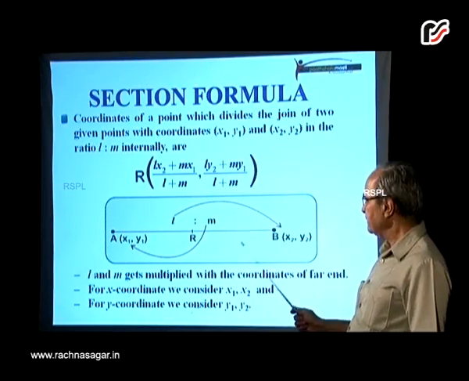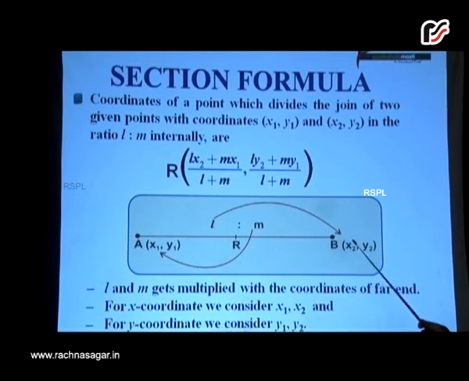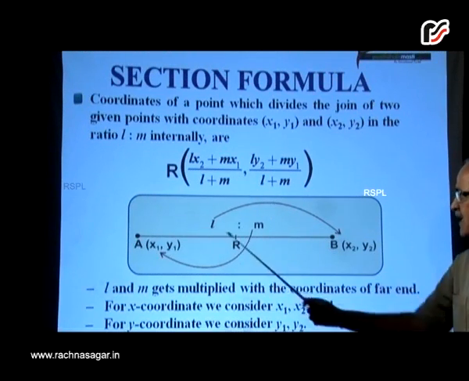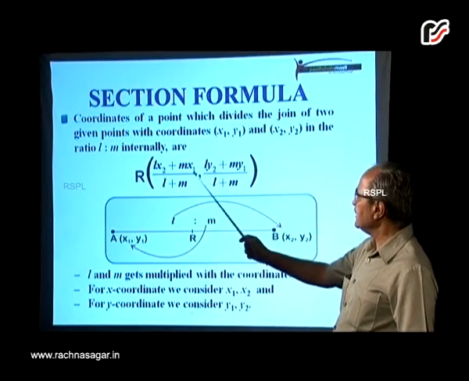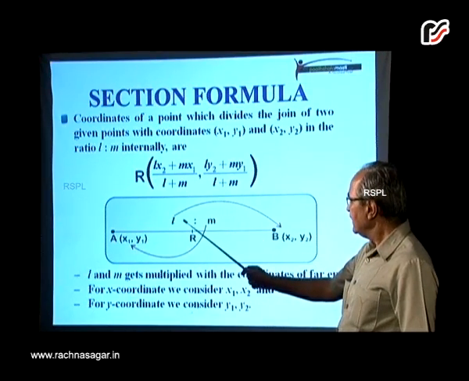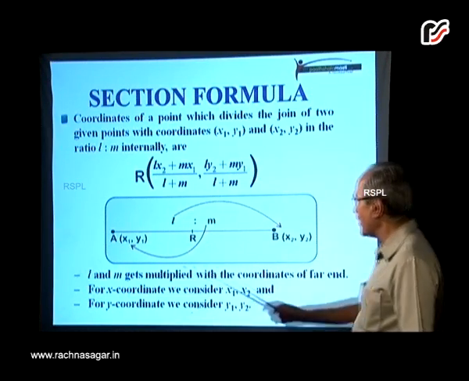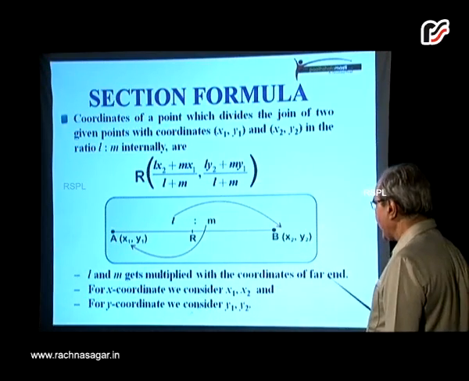Look at this figure. A point A (x1, y1), one endpoint, is given, and B, another endpoint, is given to us as (x2, y2). When we say internally, the point of division lies in between A and B. At present, the point of division is R, and the ratio is l:m. So if we want to write the coordinates, l and m get multiplied with the coordinates of the far end.